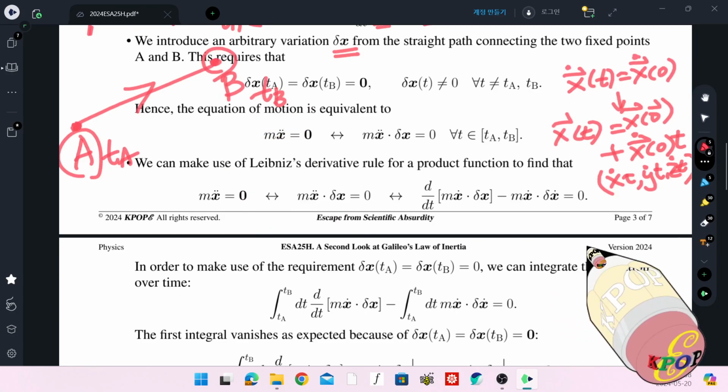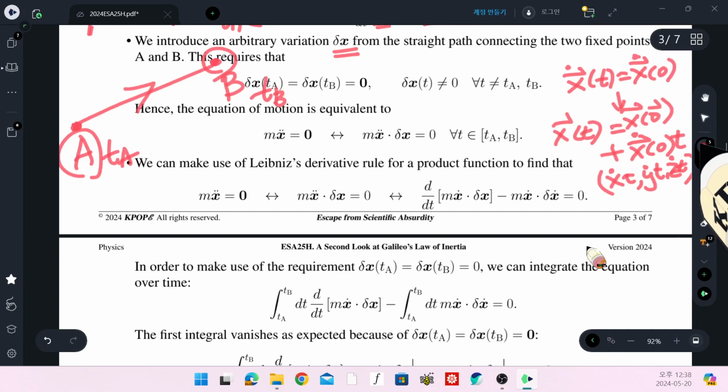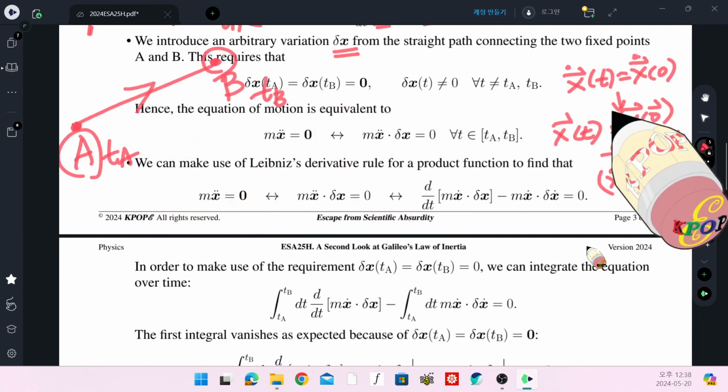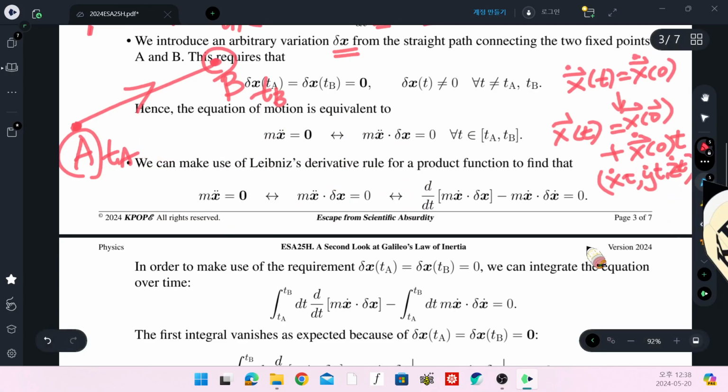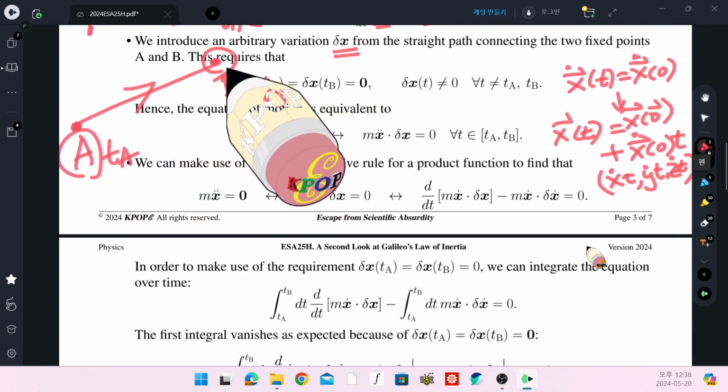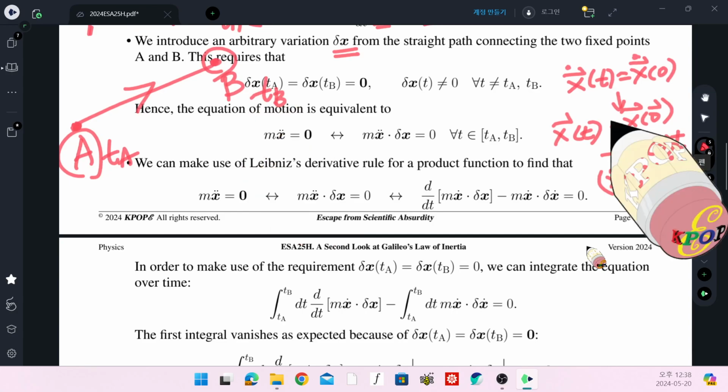Now, let us make use of a similar method. Is there any further abstract meaning that is equivalent to the law of inertia? All right. We would like to find another path that is not physical. The physical path connecting the initial and final positions is just a straight line.